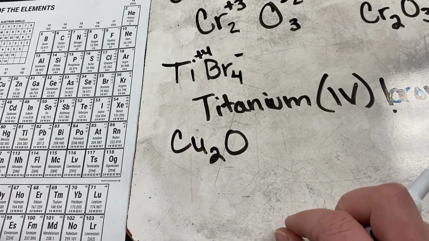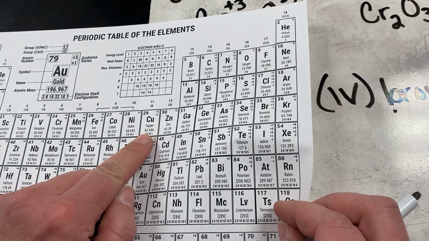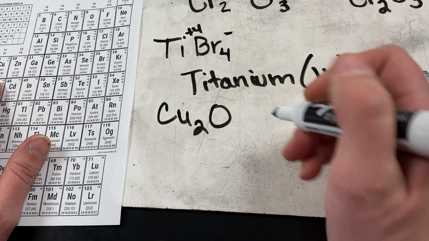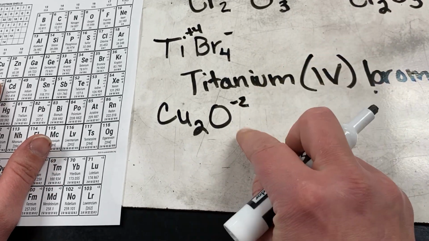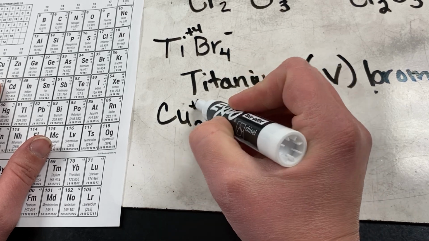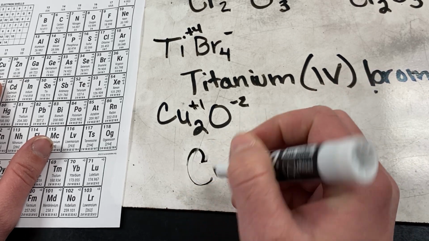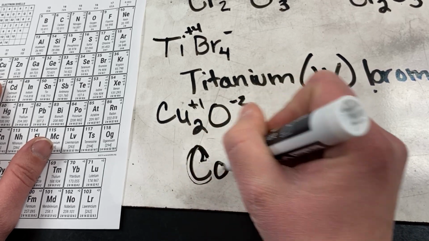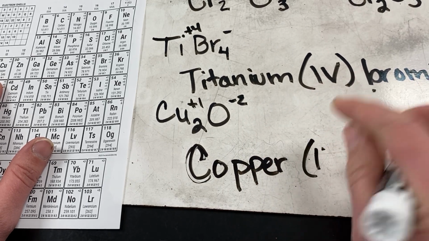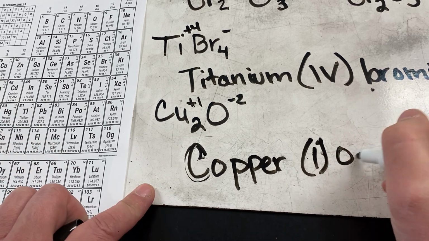And our last one for an example is copper. Copper is here, and copper can be either a +2 or a +1. So let's see what we got. We got oxygen is a -2. So that means that since there's 2 of the copper, it needs to be a +1 in order for those to balance out. So then we're just going to name it copper, parentheses, 1, oxide.